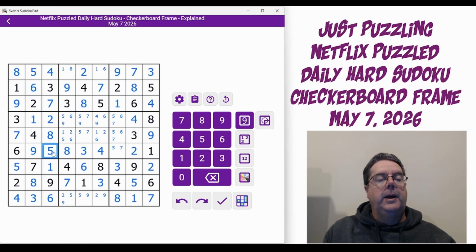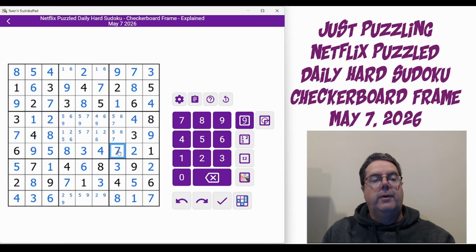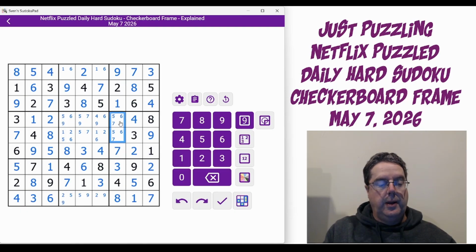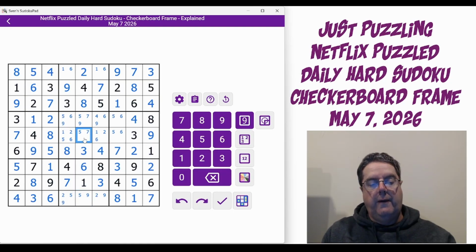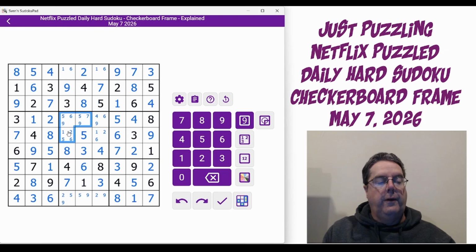Alright, 5 can't be here, so this is going to be a 7, and 7 can't be in these two. 5, 6, okay. 7's there, 7's there, 5, 9. Alright, 5, 6, 1, 2. 7 can't be here, so this has got to be a 5. This can't be a 5, so it must be a 6, leaving this to be a 5 here. We will remove all the rest of the 5's.